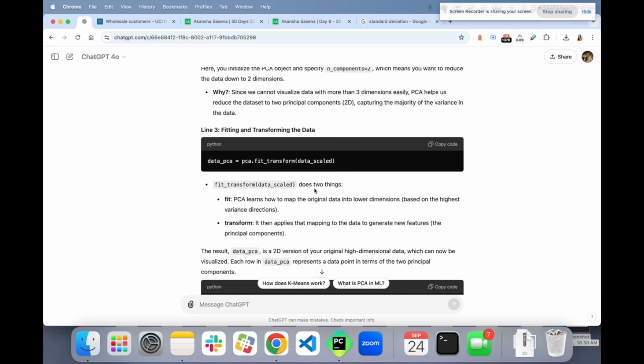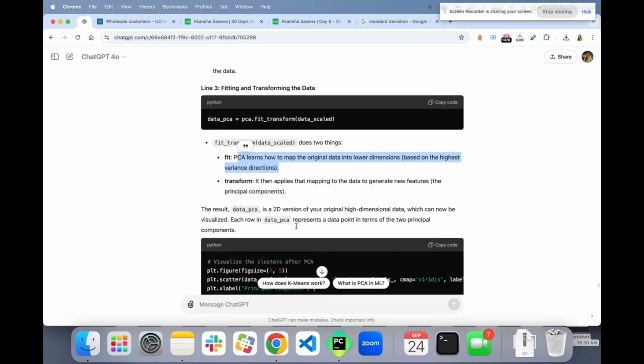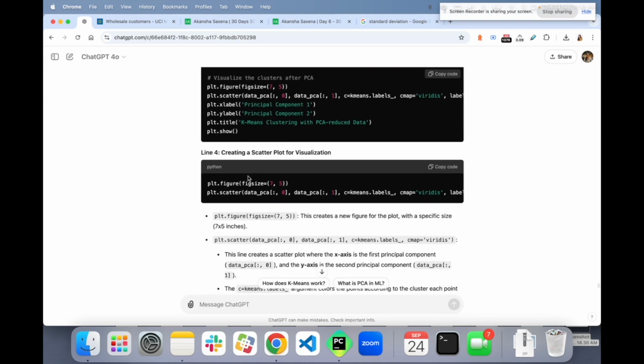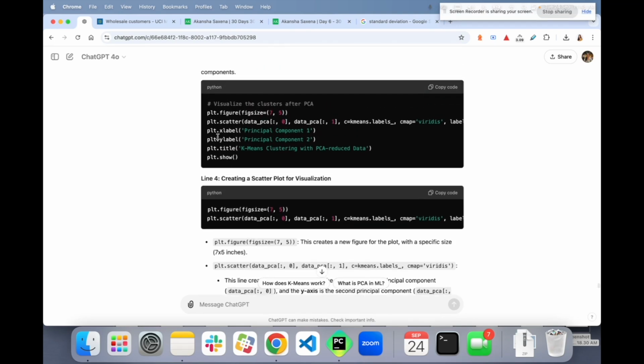Now we are going to train it, fit the data, using this fit_transform. And how does it do it? PCA learns how to map the original data into lower dimensions based on the highest variance directions. Okay, it then applies the mapping to the data to generate new features. The resulting data_pca is a 2D version of your original high dimension data, which can now be visualized. Each row in the data_pca represents the data points in terms of two principal components. So now we are going to visualize it with the help of plt that we have already imported at the start of solving this problem.